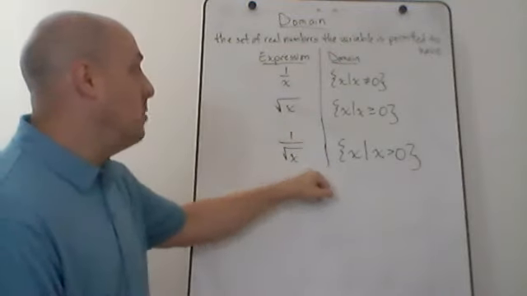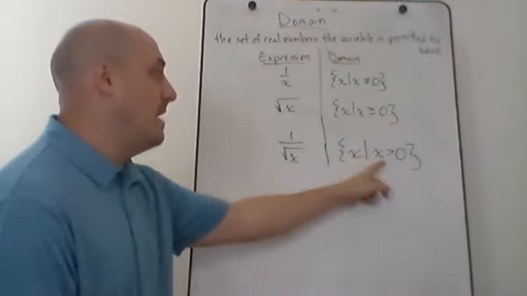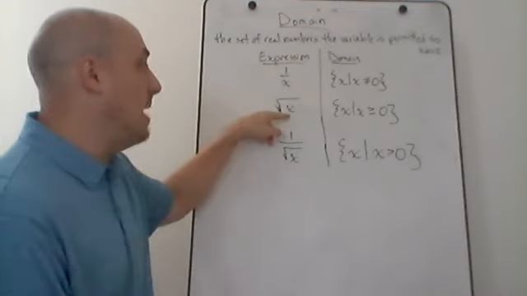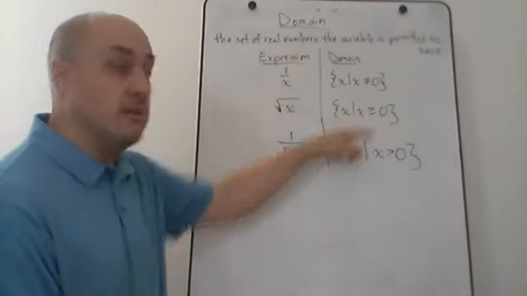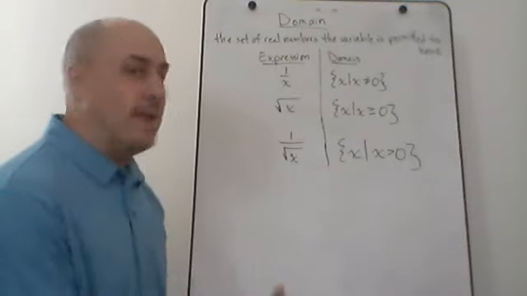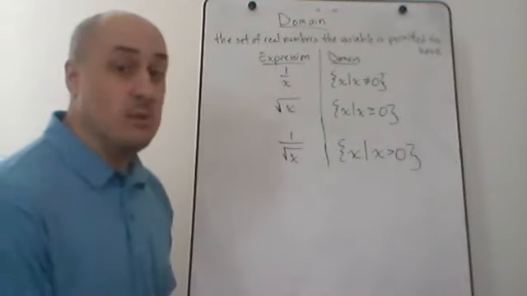So in this case, my domain would be the set of all x values such that x is greater than 0. Right? Notice, when it's just a square root by itself, it's greater than or equal to 0. When that square root's in the denominator, it's just greater than 0, because I can't have it equal 0, because that would give me a 0 in the denominator.